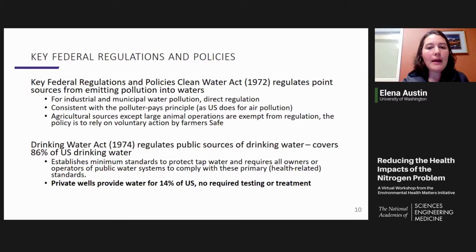Kathy reviewed some of these, but I want to touch on them again. Currently, the federal regulations that apply to controlling human exposures to nitrates include the Federal Clean Water Act, which regulates point sources and some large animal operations in agriculture, but most other agricultural operations are exempt. And then the Drinking Water Act, which regulates the concentrations of nitrate in public systems and establishes exposure standards, but unfortunately exempts private wells from this required yearly monitoring and treatment.